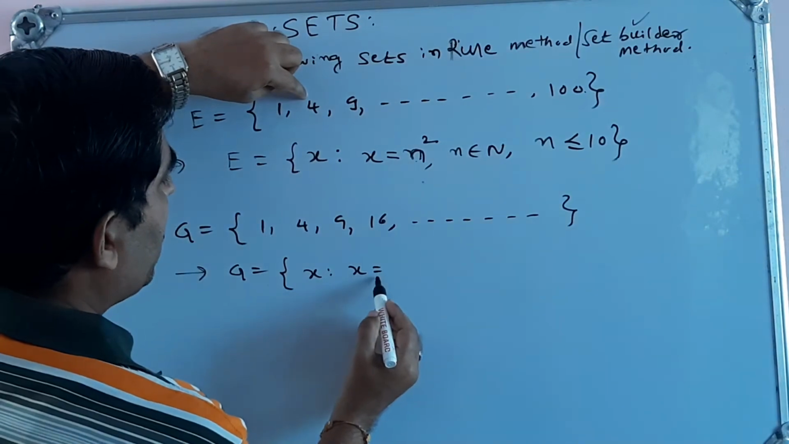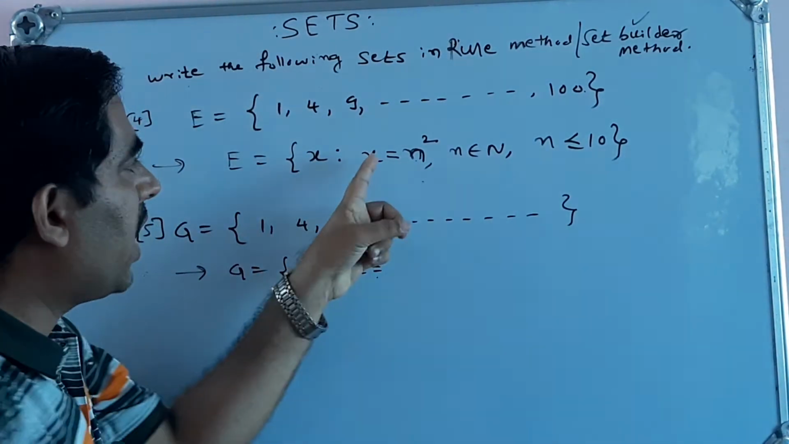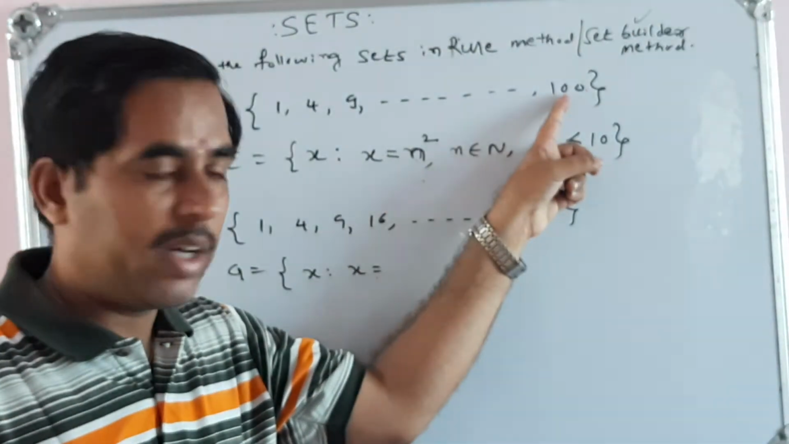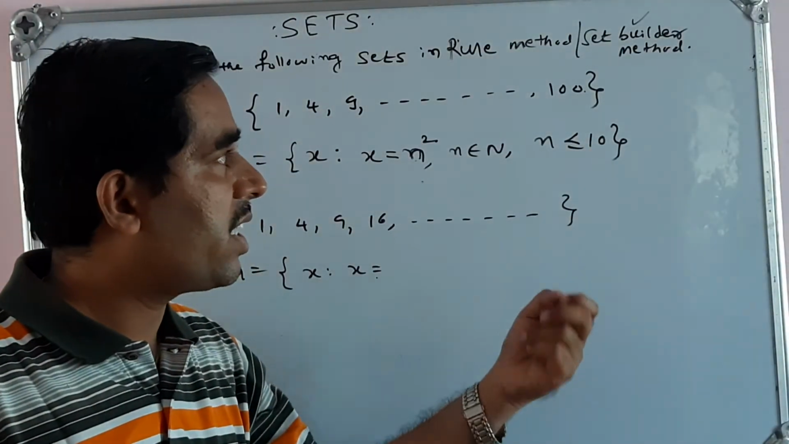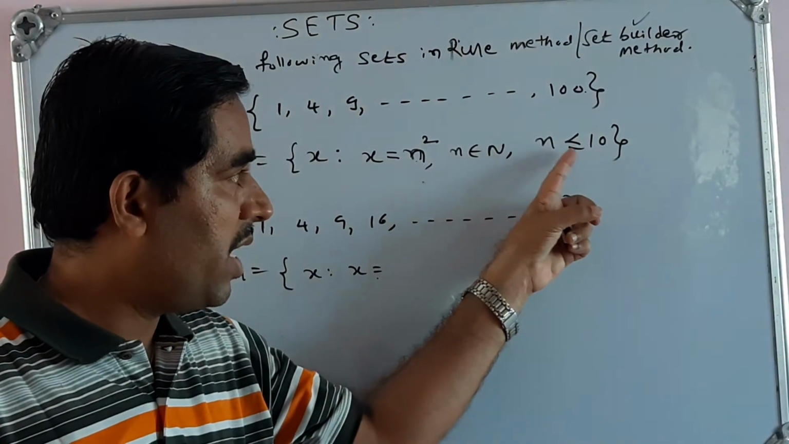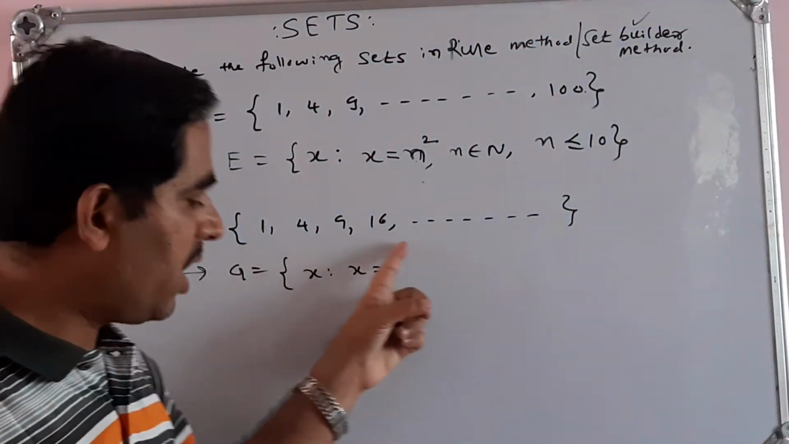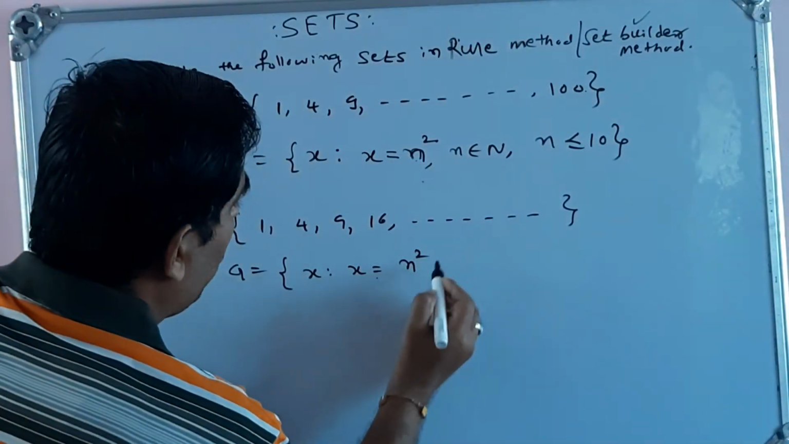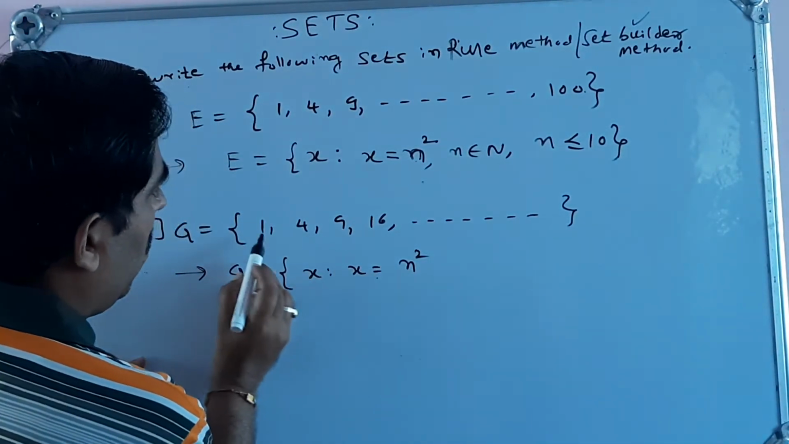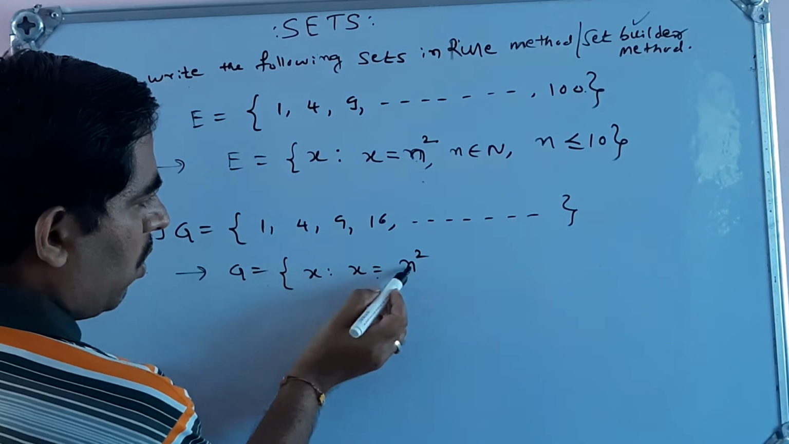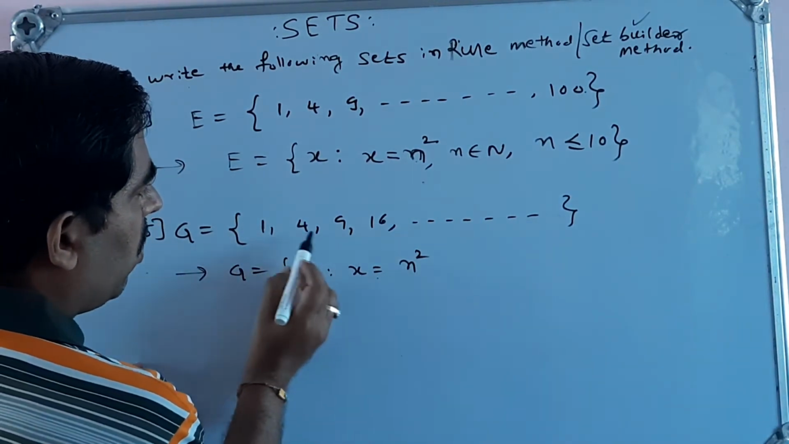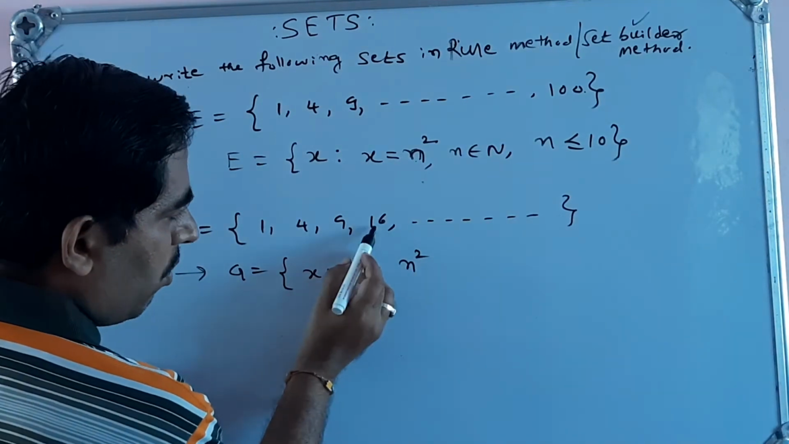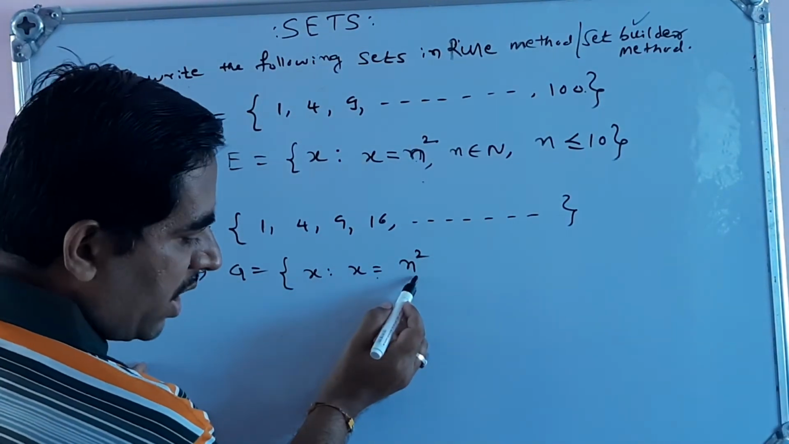So I can write this as x is equal to n square. Here we have written the condition because the last element given is 100. So 100 means I can write that as 10 square. So n should be less than or equal to 10. So here it is an infinite set. So how can we write this? The same way we can copy this, n square. So I can give n is equal to 1, I will get 1 square is equal to 1, n is equal to 2, 2 square is equal to 4, then if I give 3, 3 square is equal to 9, 4 square is equal to what? 16.